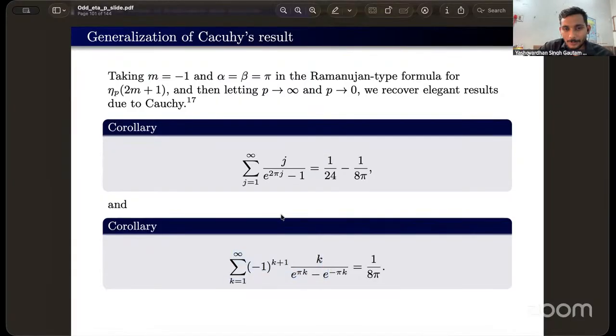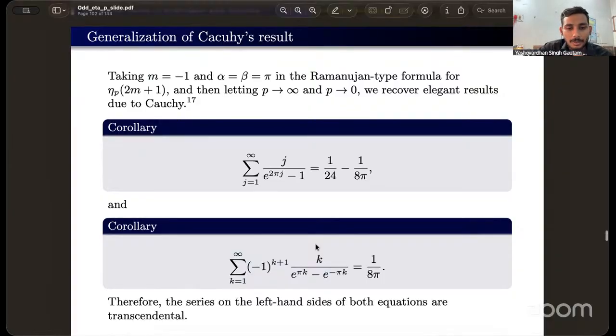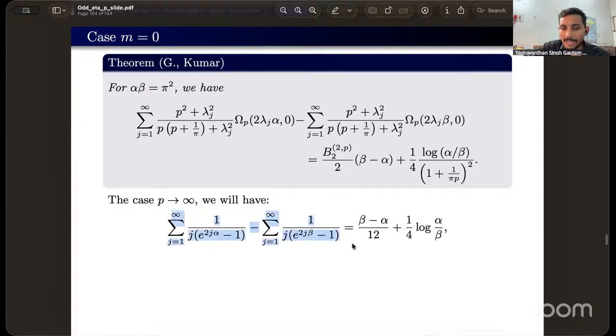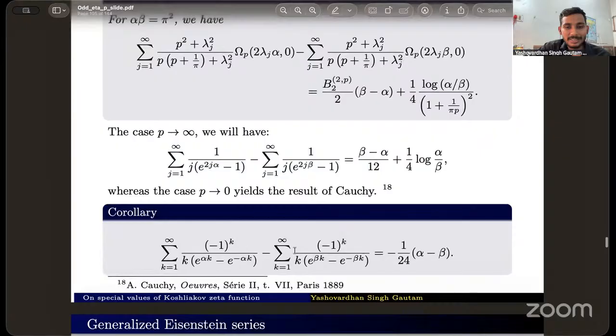And similarly, if we observe these two relations, both of the infinite sums are transcendental, right? Okay. Now next, move to the m is equal to 0 case. If we take m is equal to 0, we'll have this transformation formula. And similarly, if p tends to infinity, we'll have this result known for the classical case. And this result we also get, given by Cauchy, this transformation for p tends to 0. This is also a very nice transformation.